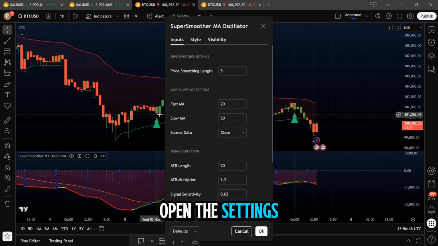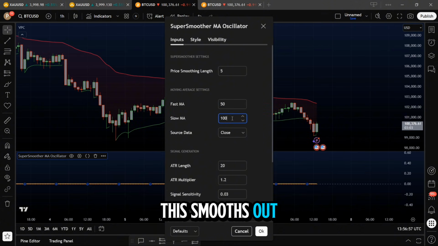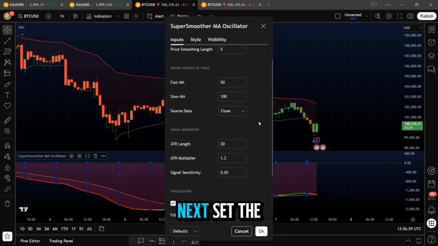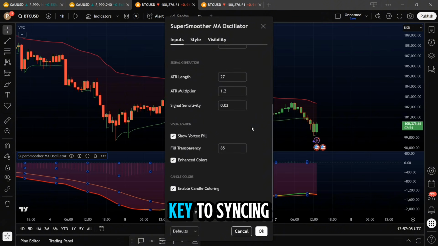Open the settings and let's get this dialed in. In the Inputs tab, change the fast MA length from 20 to 50. Change the slow MA length from 50 to 100. This smooths out the trend, preventing fakeouts. Next, set the ATR, average true range length, to 27, the exact same as our VWAP channel. This is key to syncing them up.